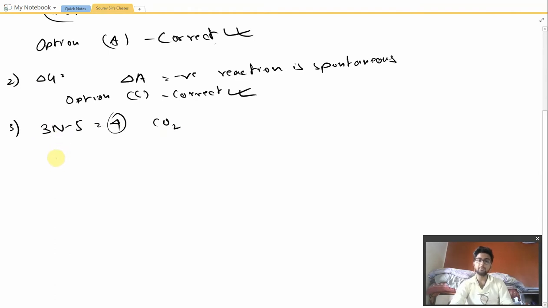Four modes of vibration for the CO2 molecule. Now, the number of vibrational modes that can be detected by IR spectroscopy, that we have to see. The four types of vibration possible are, this is the symmetric stretch.